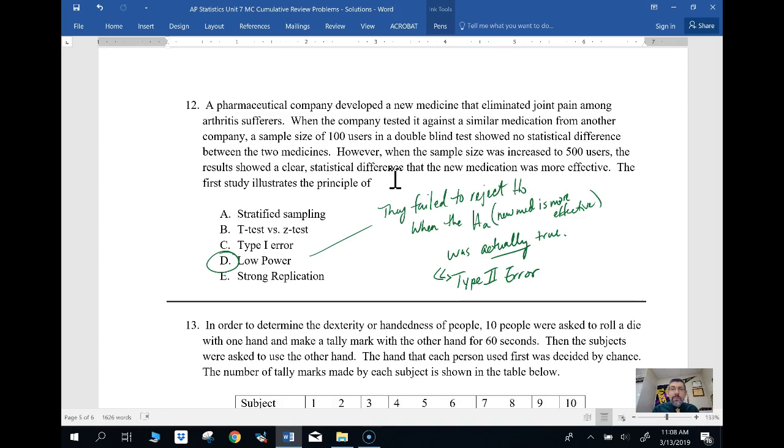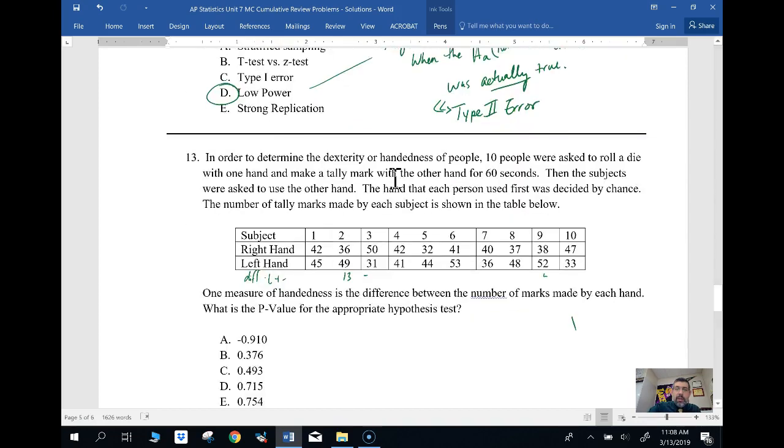So if I did a type 2 error, and then I increased the sample size and found that I was wrong, then what happened was I had too low power. Power is the ability to not make a type 2 error. Okay, so by increasing the sample size, I increase the power.